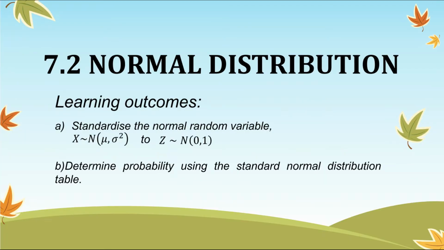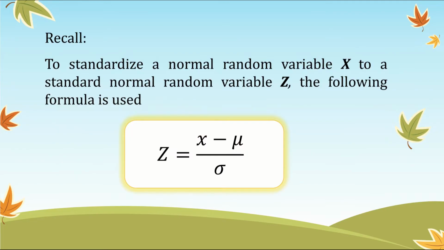Let's continue our lesson in lecture 204, topic 7, normal distribution. Learning outcomes for 7.2 normal distribution are to standardize the normal random variable and to determine probability by using the standard normal distribution table. Let's recall back. To standardize a normal random variable x to a standard normal random variable z, the following formula is used. Z is equal to x minus mean over standard deviation.